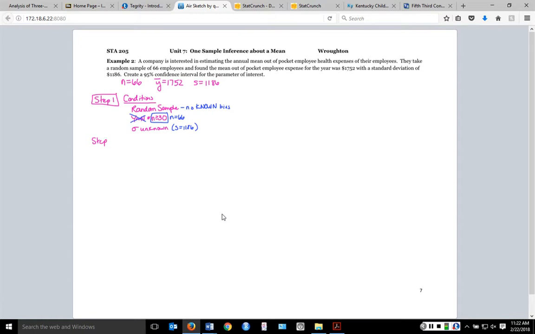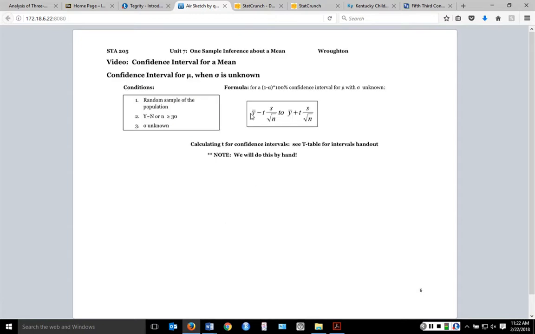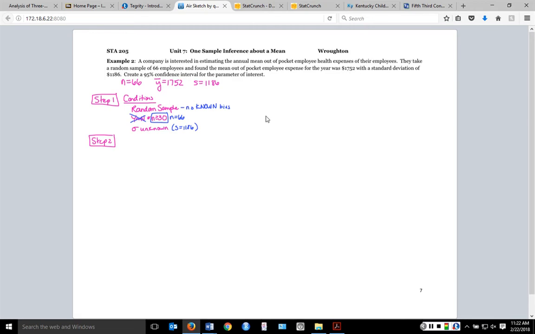Alright, for step 2, we want to do our calculation. So if I look at my formula I'm going to use, I already know y bar, s, and n. I just need to find t. And so t is going to be based upon our confidence level. So it said we're going to use a 95% confidence level. And then we need our degrees of freedom, which is our sample size minus 1. So my degrees of freedom is going to be 65. So these are going to be the two numbers that I'm going to go to my table with.